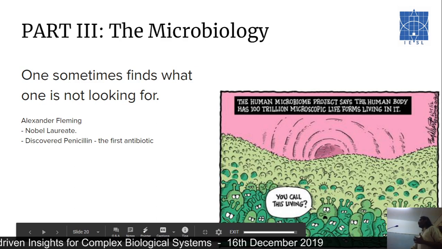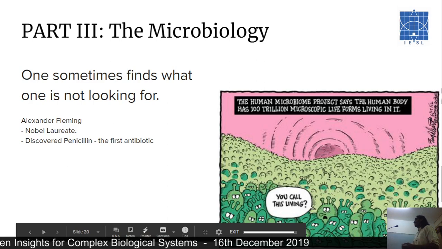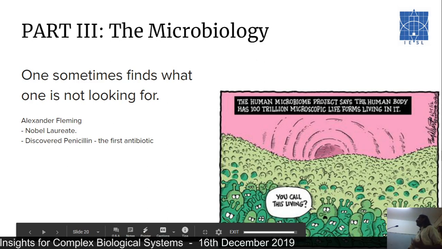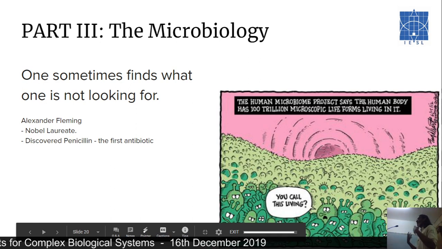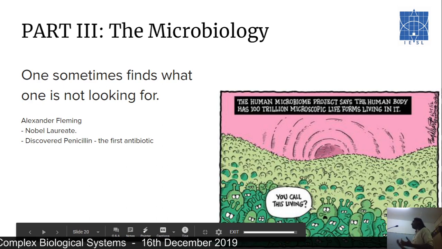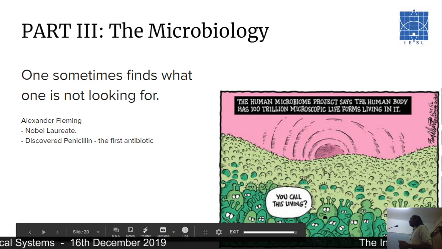And you know that it is more than the number of cells which actually belongs to me. So there are more microscopic living organisms in our body than our own cells. So they are very important for our life. And this quote, "One sometimes finds what one is not looking for," is by Alexander Fleming, who actually discovered penicillin, the first ever antibiotic, which changed the world, because that was the first instance where we actually tried to change the microbiome in our bodies.